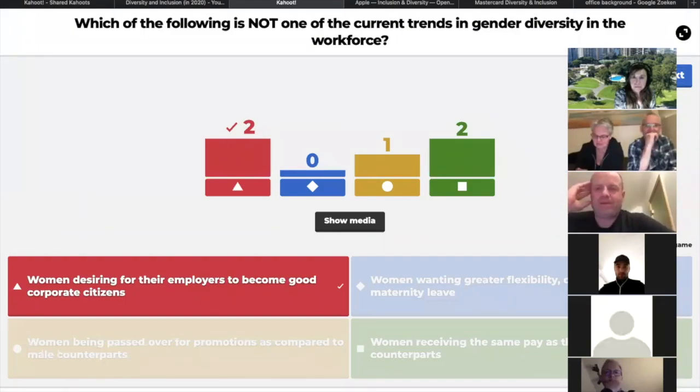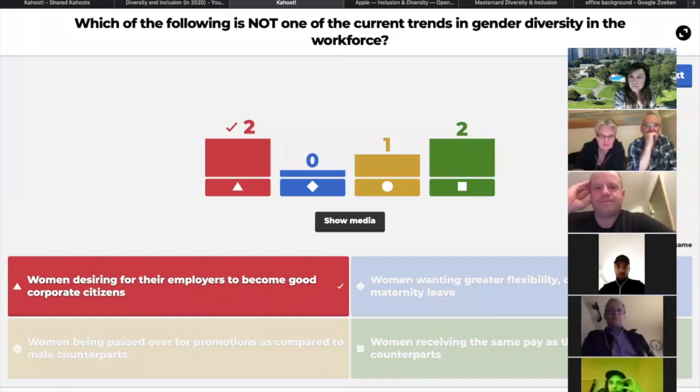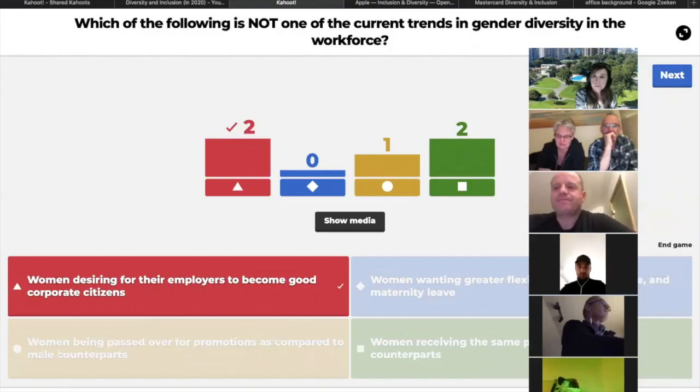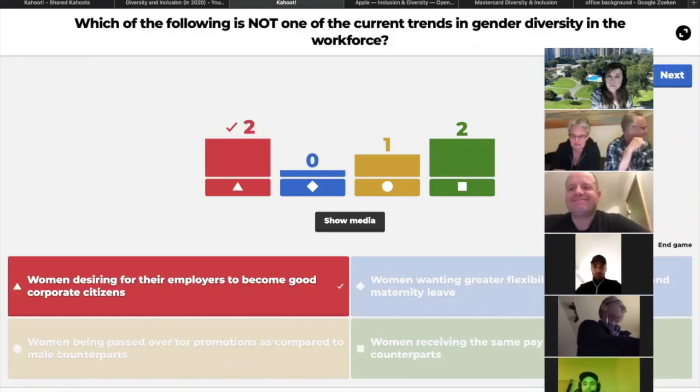Well, there's of course a lot to do about gender diversity, and all of the other answers are a bit like women compared to men, so like their wages or their promotions, and then of course their desiring their employers to become good corporate citizens, but it doesn't have really anything to do with the gender diversity. It is a current trend in the workforce, but it's not really related to gender diversity. That's the difference between the answers here. Oh, so it's a trick question. It is a trick question. It got me as well the first time.